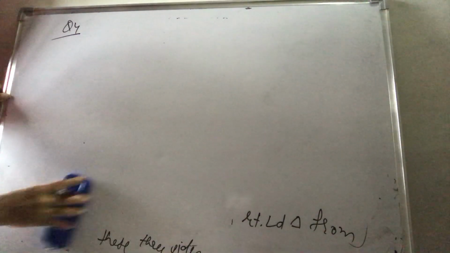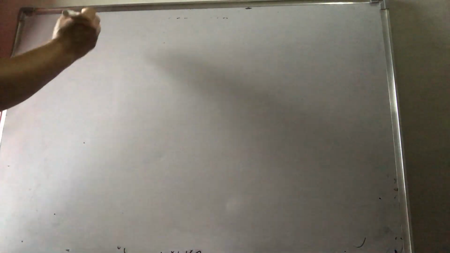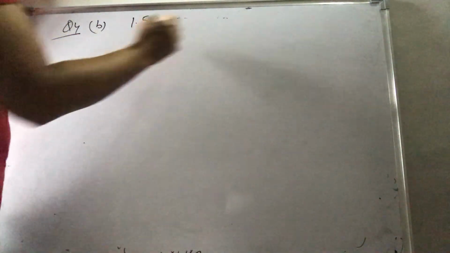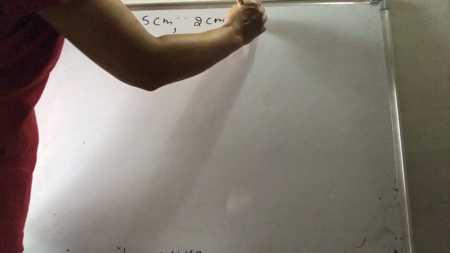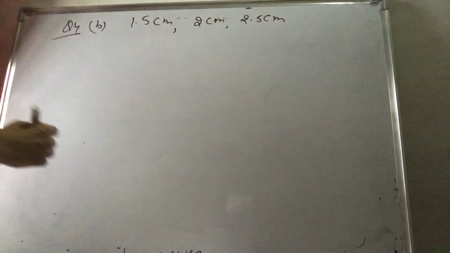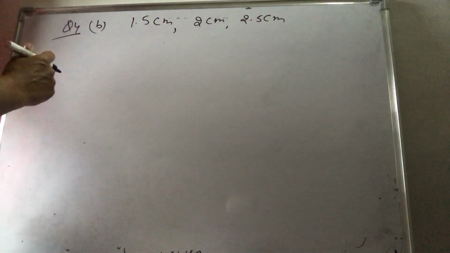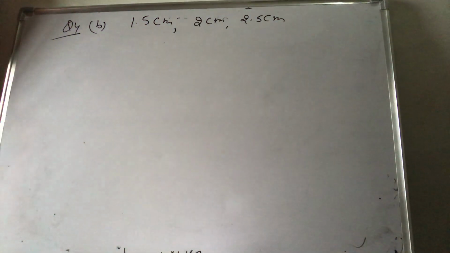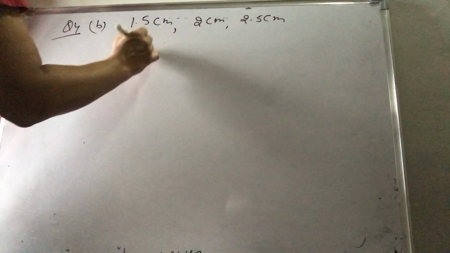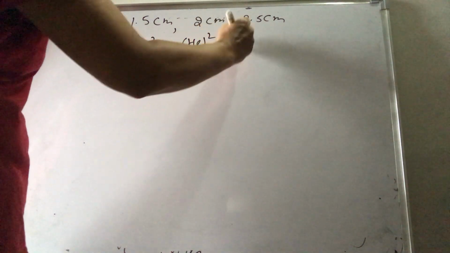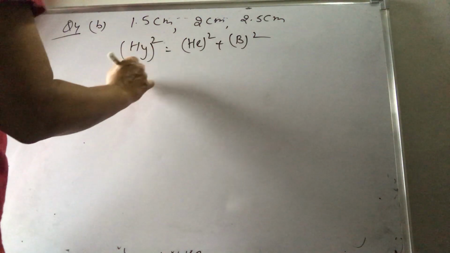Let's do one more part of question number 4. I am doing the B part. We are given the sides 1.5 centimeter, 2 centimeter, 2.5 centimeters. So again, from these 3, 2.5, the longest side, will be the hypotenuse. Pythagoras theorem says hypotenuse square is height square plus base square.